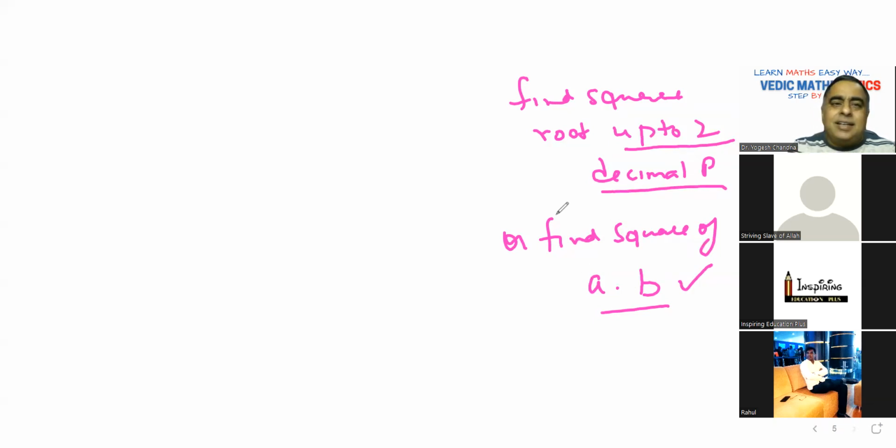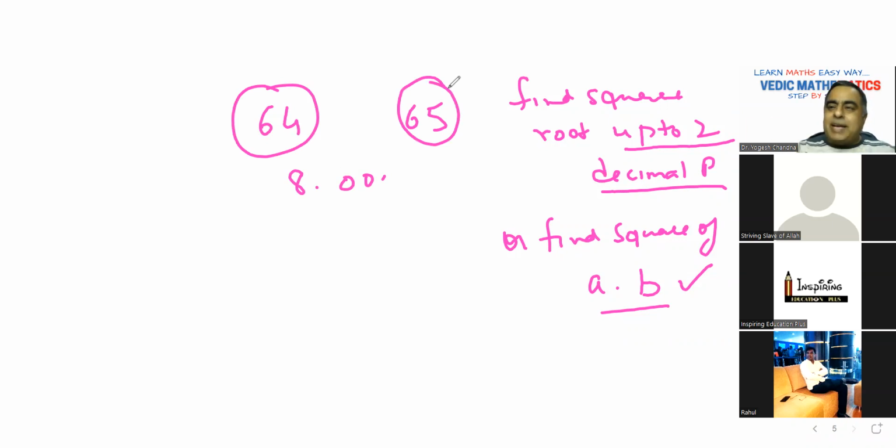Is it clear? See, for 64, it is 8. Nobody will ask you to find decimals for this. They will ask for 65 only. If a decimal is asked, that means it cannot be 64. It might be 65. Got my point clear? Okay, so now let's do it when we have decimals with us.